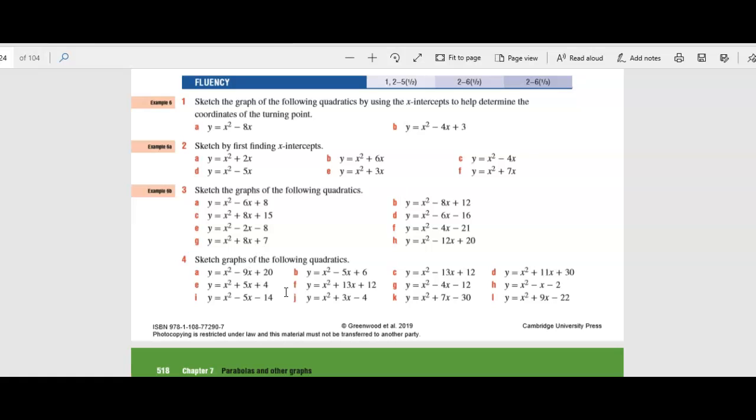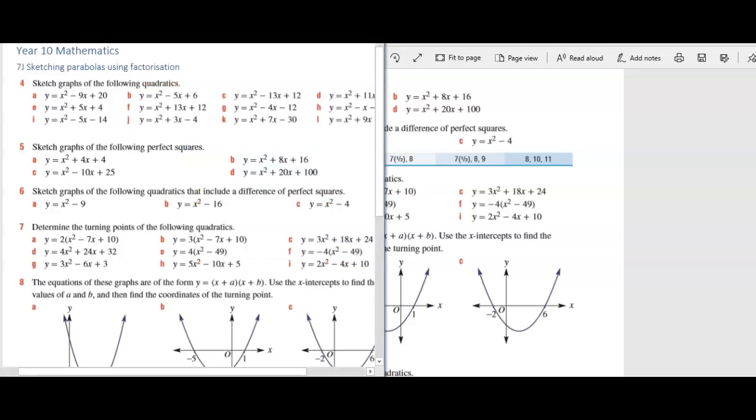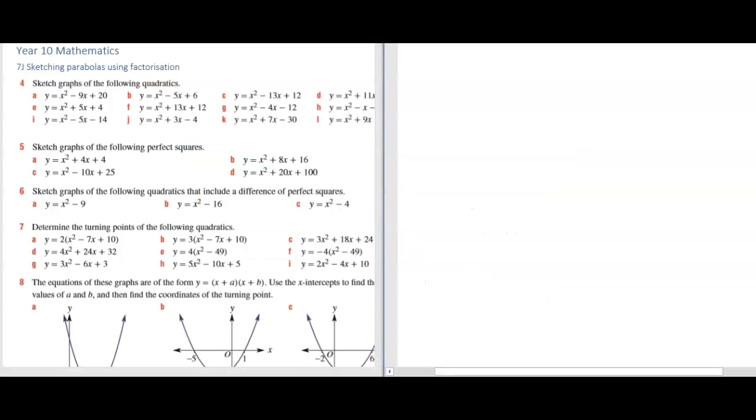Okay, we're going to start with question 4 and then do some more down here. So I've just got them on a Word document. I'm going to get them open so I can write, and get my little tablet next to me.